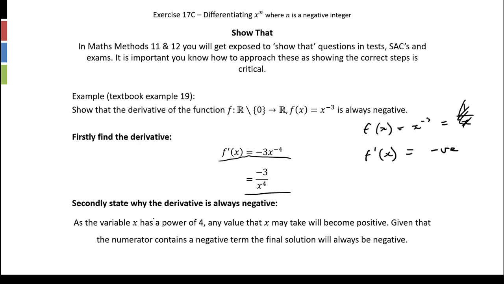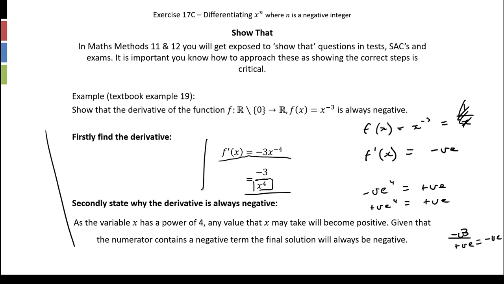As the variable x has a power of 4, any value that we put in, doesn't matter if x is positive or negative, it will become positive, because anything negative to the power of 4 will equal positive. Anything positive to the power of 4 will equal positive. Given that the numerator contains a negative, the final solution will always be negative, because we'll always end up with -3 on something that is positive. Therefore, our answer will always be negative. That's how we do this.